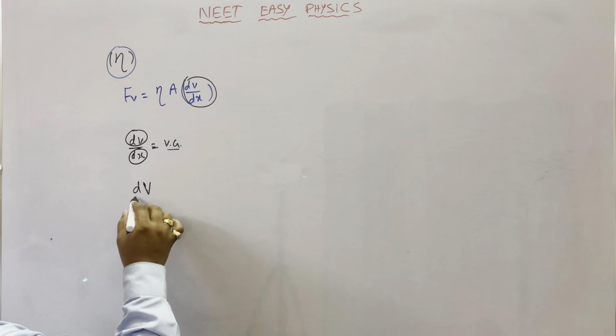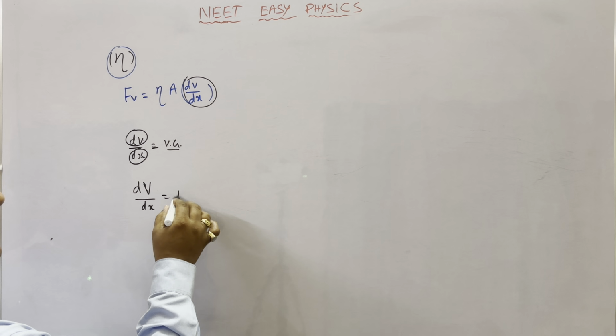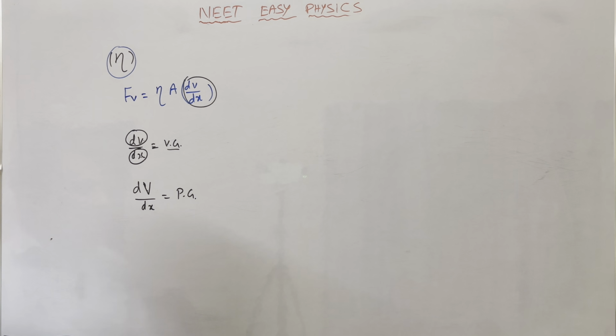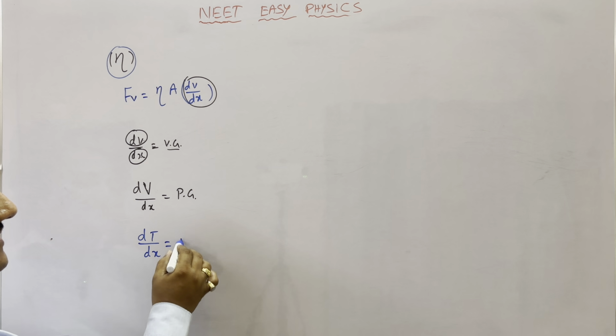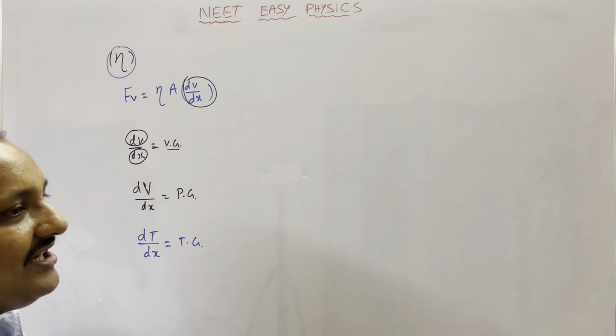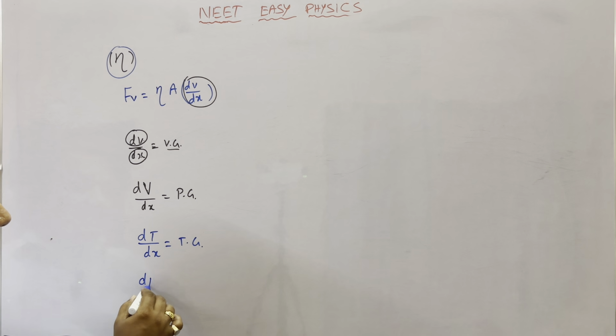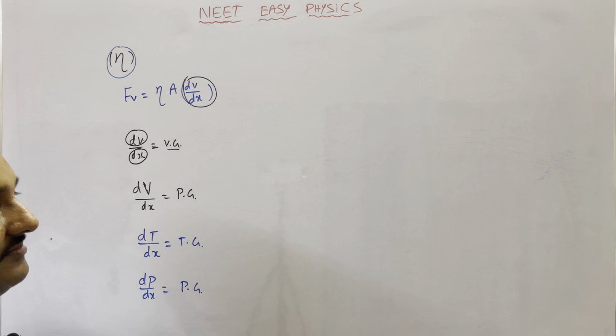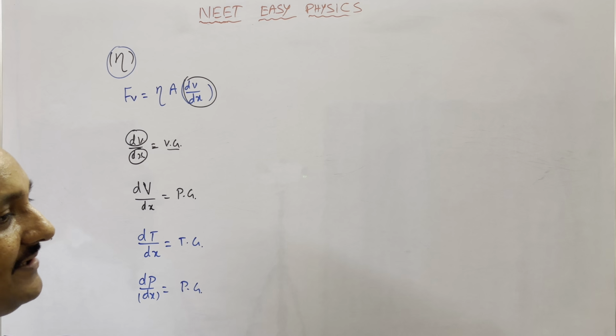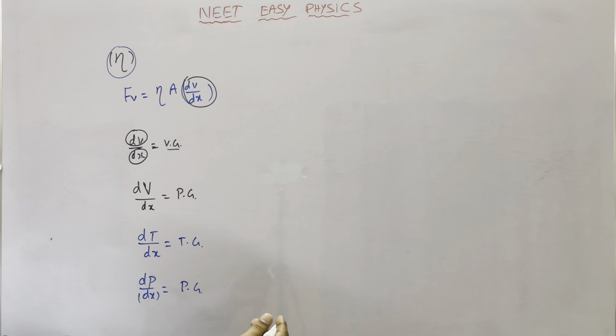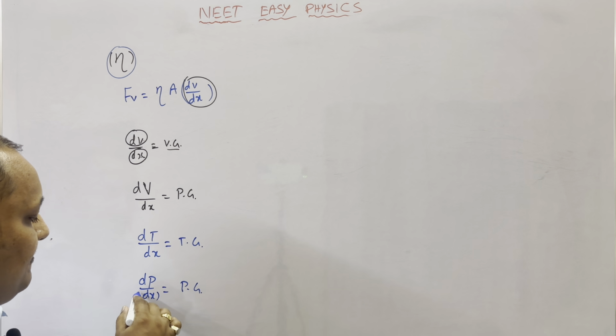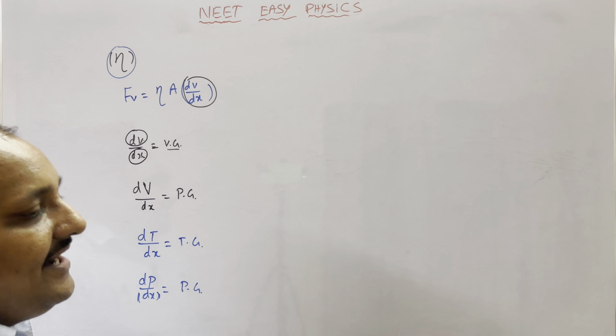Change in potential with respect to distance we will call potential gradient. Change in temperature with respect to distance is called temperature gradient. Change in pressure with respect to distance is called pressure gradient. Whenever something is changing with respect to distance, that is your gradient. Whenever the exam comes, which is changing with respect to distance, that we can say is the gradient.